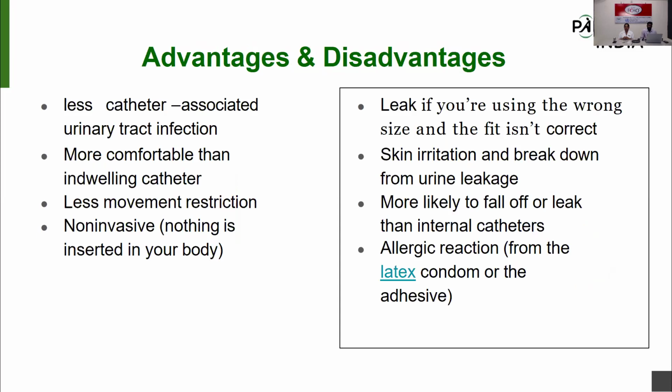Next, what are the advantages and disadvantages? It has both. The advantages are less catheter-associated urinary tract infection, more comfortable than an indwelling catheter, less movement restriction, and it is non-invasive; nothing is inserted into the body. Then what are the disadvantages? First is leakage, because the proper size may not be there. With the wrong size, leakage will occur. There will also be skin irritation and breakdown from the urine leakage, it is more likely to fall off or leak than internal catheters, and there can be an allergic reaction.